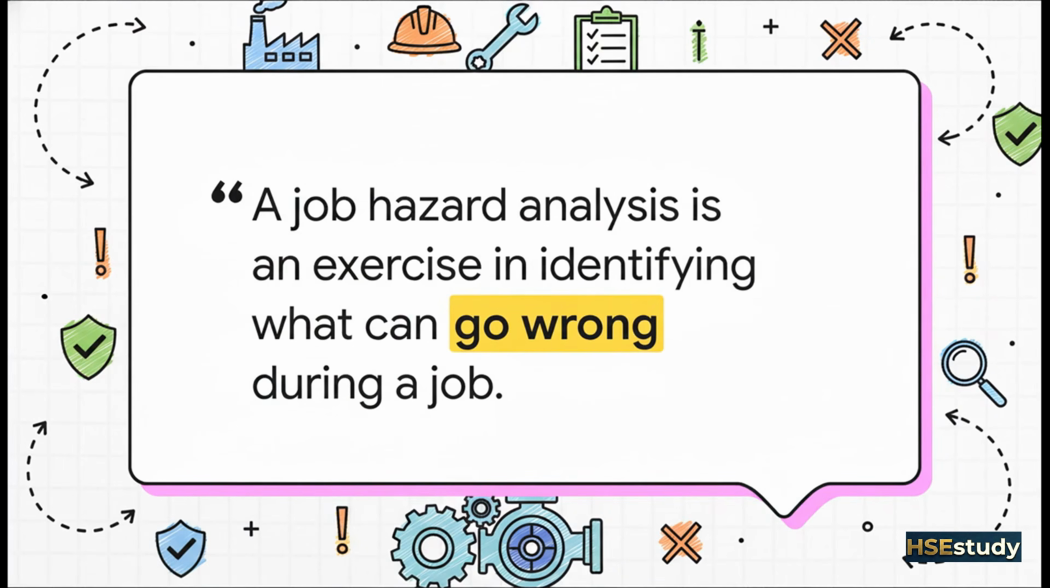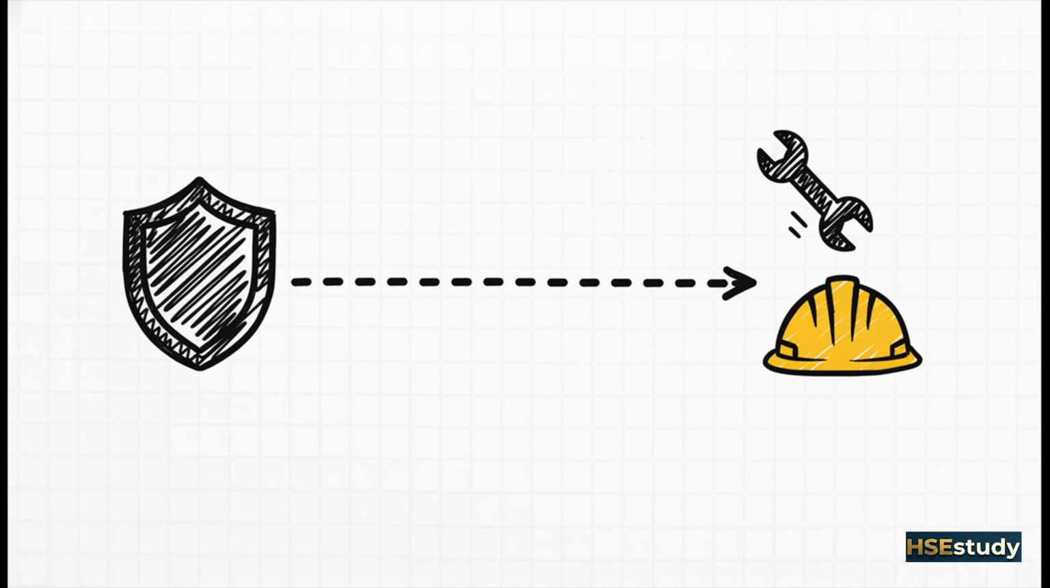Before any task gets started, whether it's on a construction site, in a factory, or in a maintenance shop, this is the question someone needs to be asking. This question, it's really the engine that drives a job hazard analysis. It's what shifts safety from being reactive, where we're just responding to accidents, to being proactive, where we're actually preventing them. And that whole process of asking that question, well, it has a name. It's called a job hazard analysis.